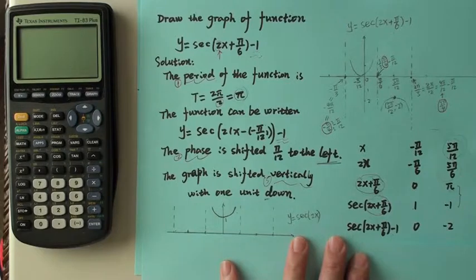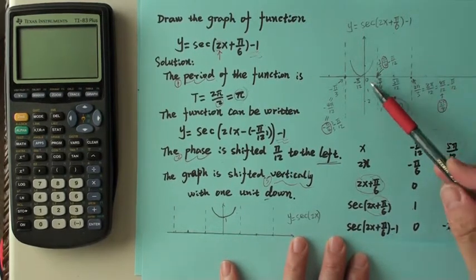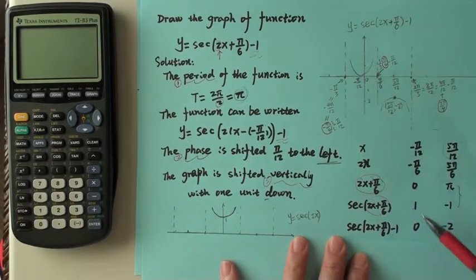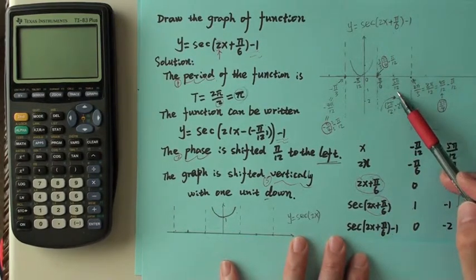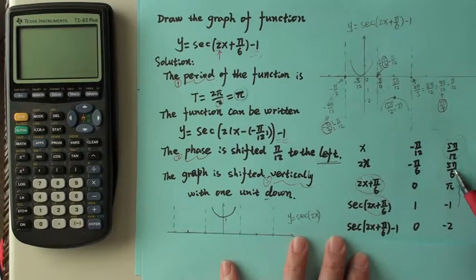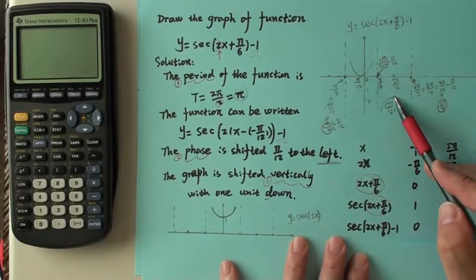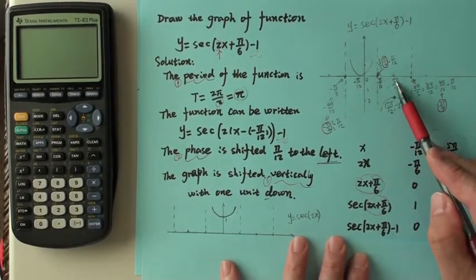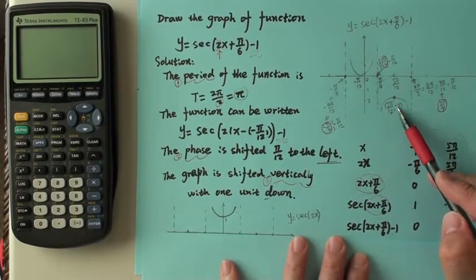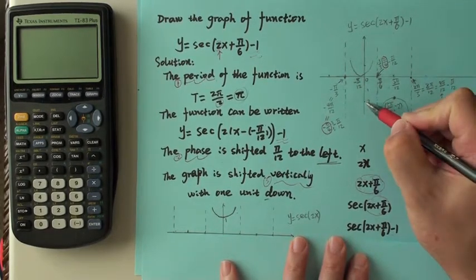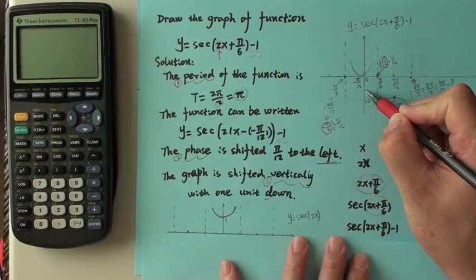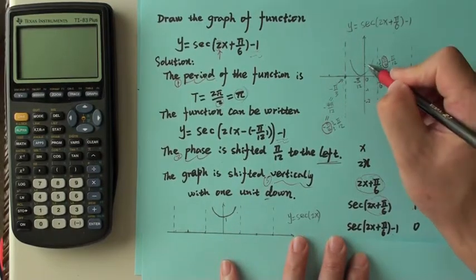Okay. Here is the picture. Negative pi over 12, you put it right here, you then have a 0. And at 5 pi over 12, you have negative 2. So you see right here, 5 pi over 12, and then negative 2. Here we should have negative, and here is positive.